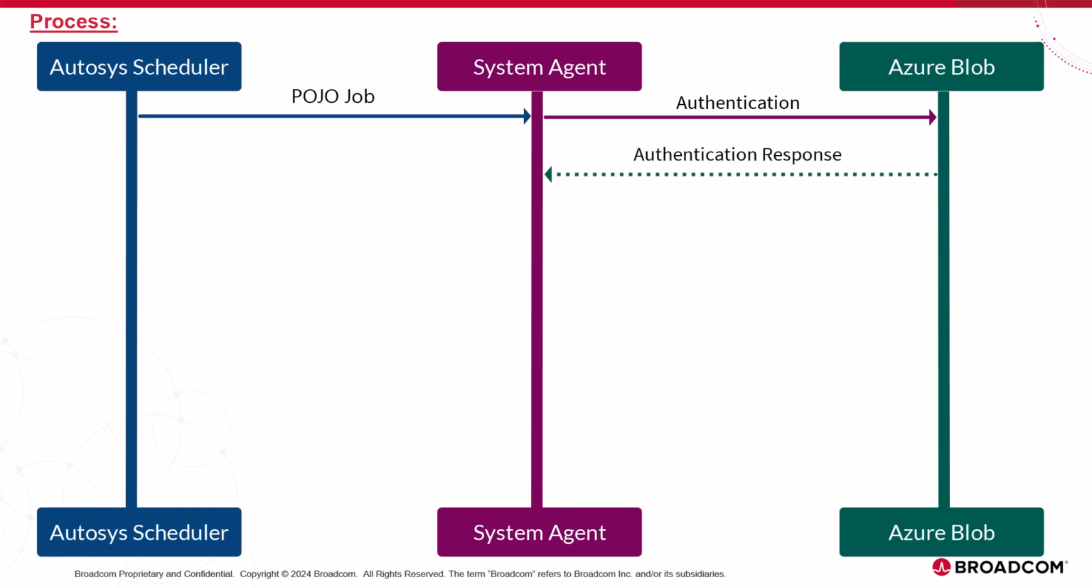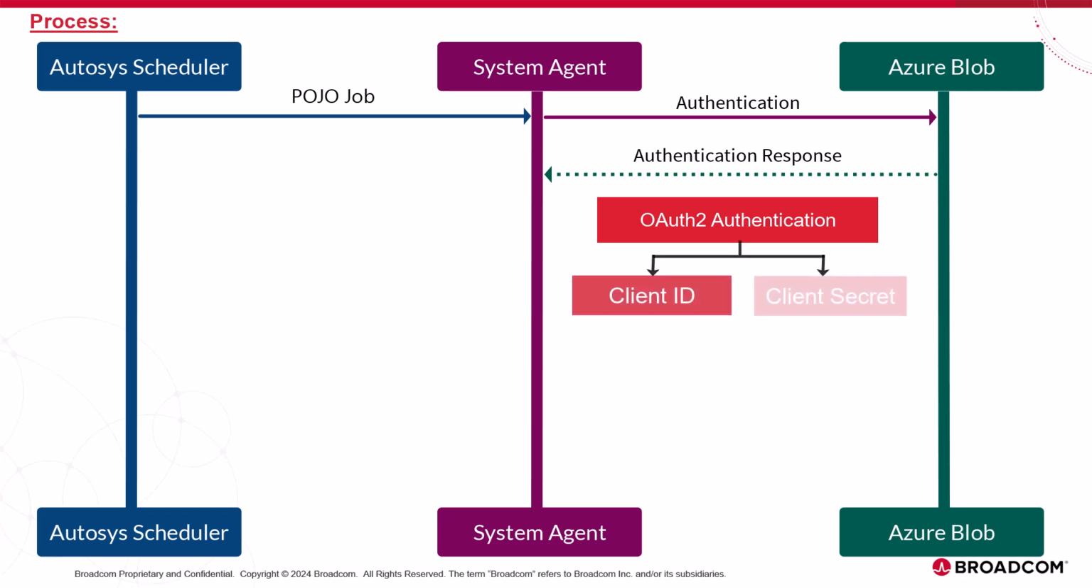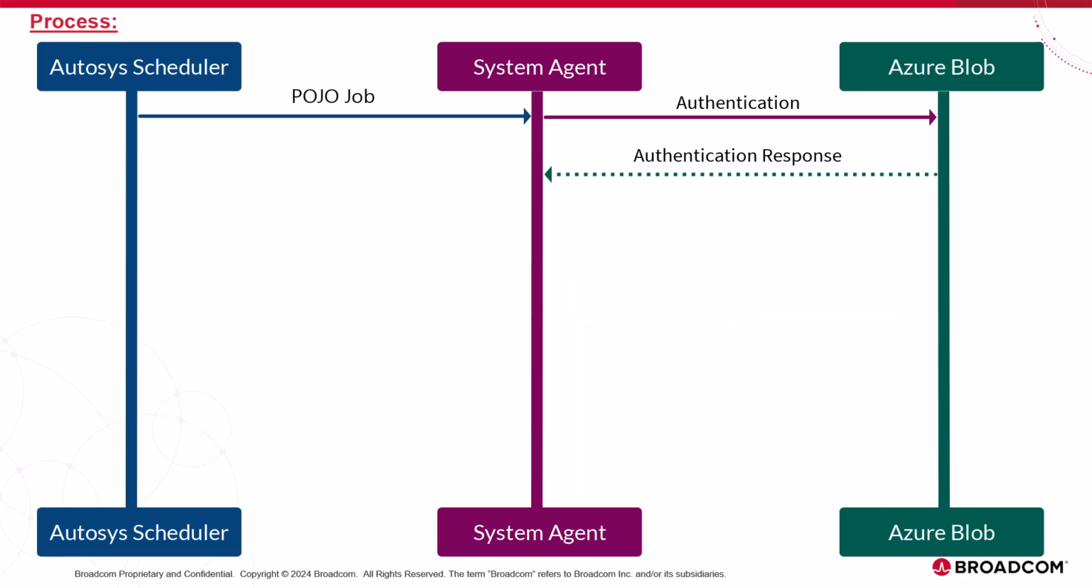Authentication is then initiated with the system agent posting OAuth 2 authentication, depending on the specifications provided in the authentication J2EE properties. In this video, we use OAuth 2 authentication using a proxy, which combines a client ID and a client secret. AutoSys allows connections via proxy, providing additional flexibility and security when accessing Azure Blob resources. Once authenticated, the agent submits the job to the Azure Blob server as a post request.